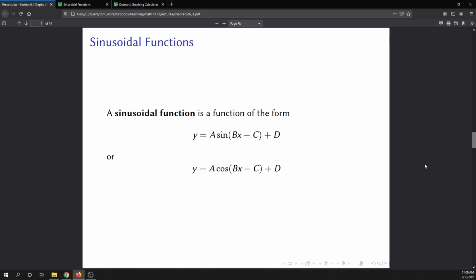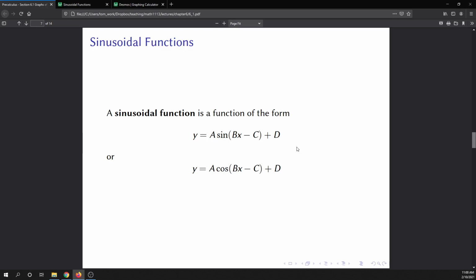All right, in this video we're going to talk about sinusoidal functions. A sinusoidal function is a function of this form: y equals a times sine of bx minus c plus d, and then similarly for cosine. These functions are functions that have been transformed, like in college algebra when you talked about transformation of functions. So these are functions where some transformations have been applied to the sine or cosine function.